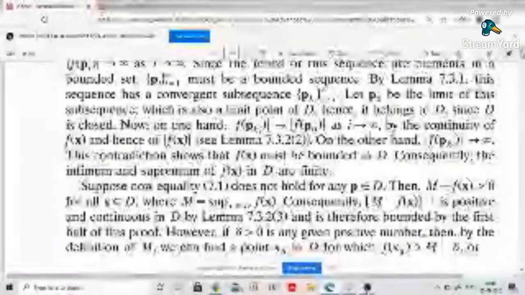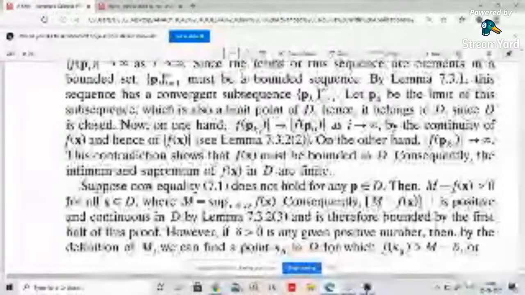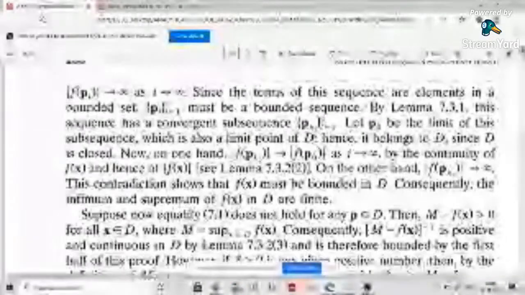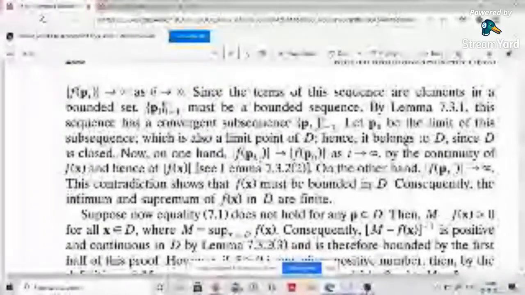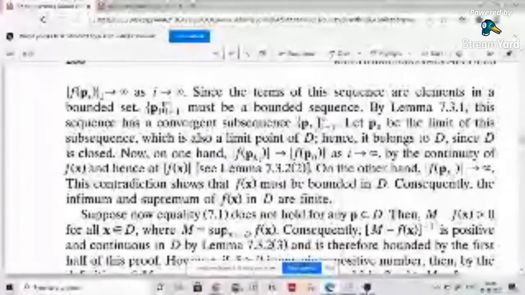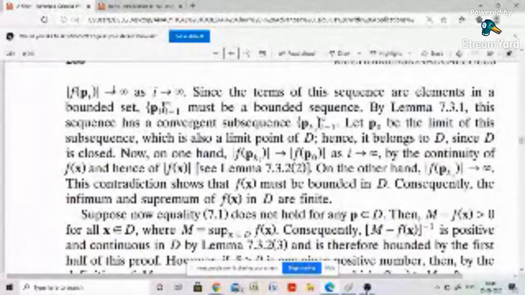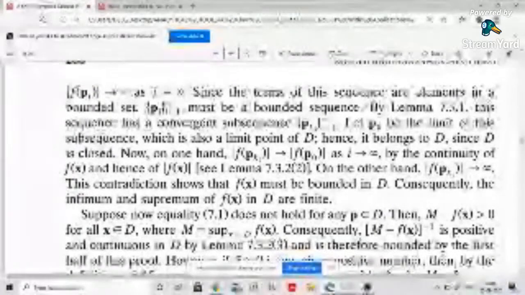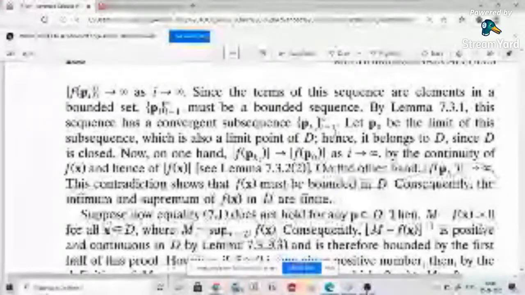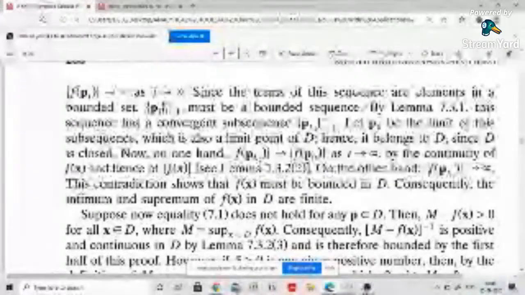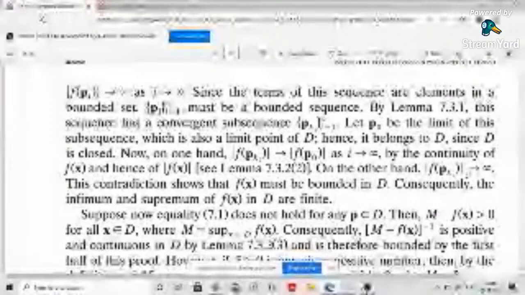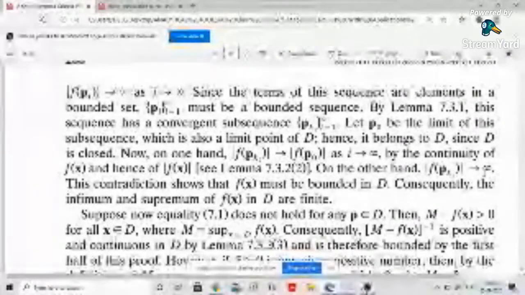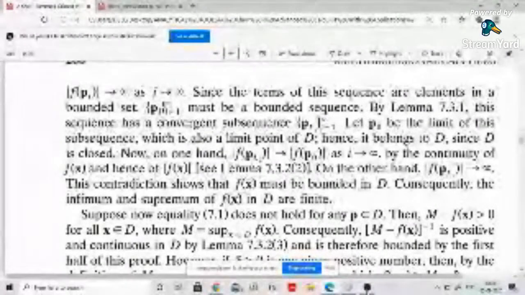On the other hand, from the beginning we have assumed that mod f of Pi tends to infinity. In the first line you can see that mod f of Pi tends to infinity as i tends to infinity. So definitely the subsequence also diverges to infinity. Okay. Because the entire sequence goes to infinity, definitely from the beginning assumption we should have mod f of P_ki goes to infinity. So simultaneously we got two results. What is that?